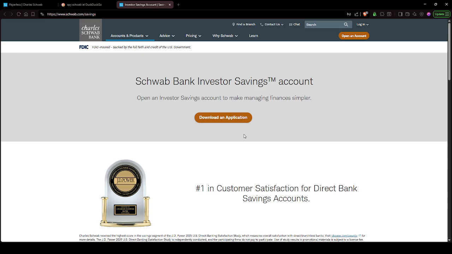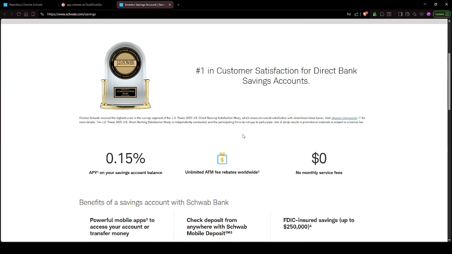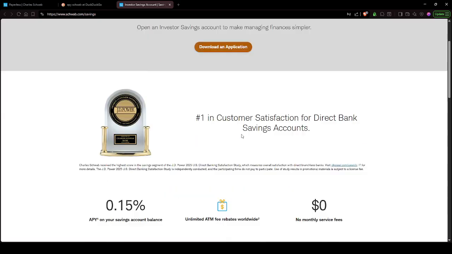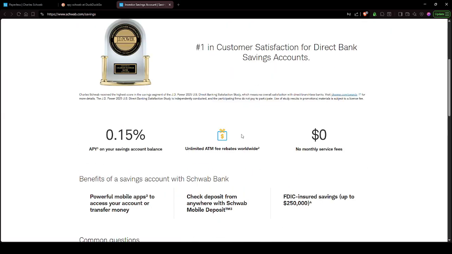If you cannot find the APY directly, look for links to resources or financial tools. Sometimes, these resources will provide calculators or comparison charts that can help you see how Schwab accounts stack up against other banks. You can also read through the FAQs or help sections to clarify any questions about their interest rates.